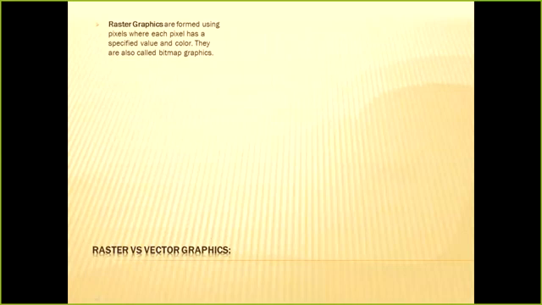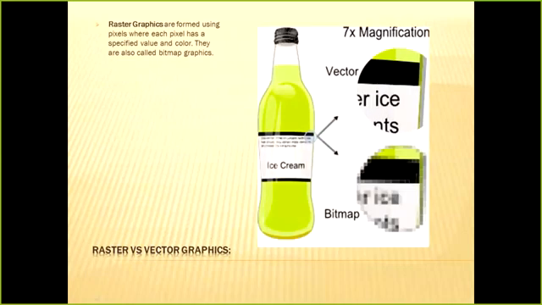Okay, so let's talk a little bit about raster graphics and bitmaps. So you can see, can you see my little pointer here? When I'm moving it around, see my pointer? Good. So raster graphics are formed using pixels, where each pixel has a specified value in color. They are also called bitmap graphics.